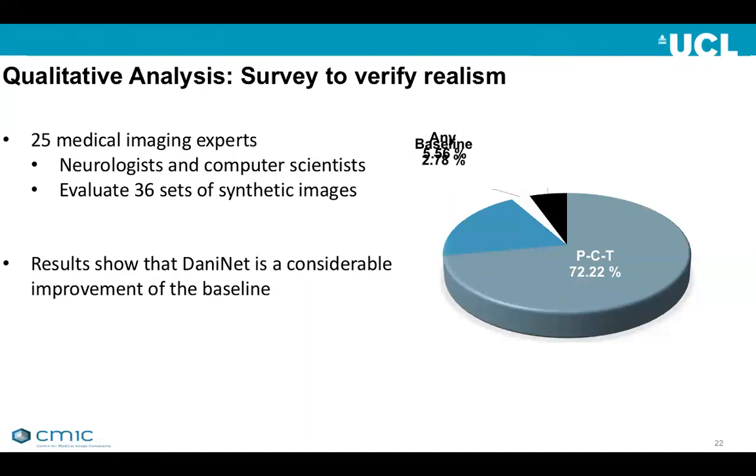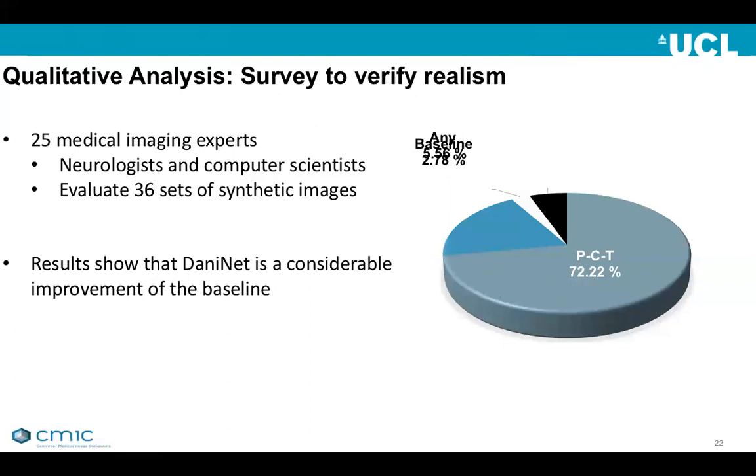I can describe. Here we perform a qualitative analysis where we ask 25 medical image experts, who are neurologists or image or computer scientists, to evaluate 3 different synthetic images, and they have to pick among these 3 synthetic images the one that is closest to the real ground truth. We repeat this 36 times per participant. So on average, they have to evaluate 36 sets of synthetic images.